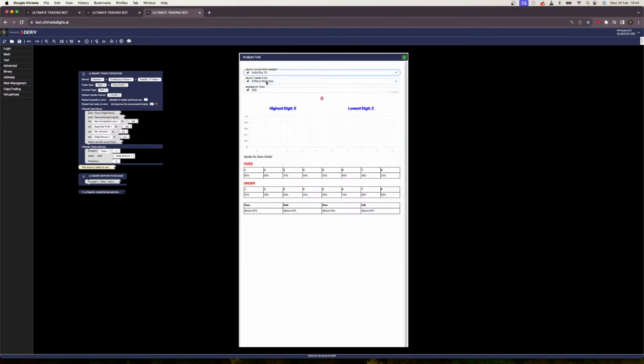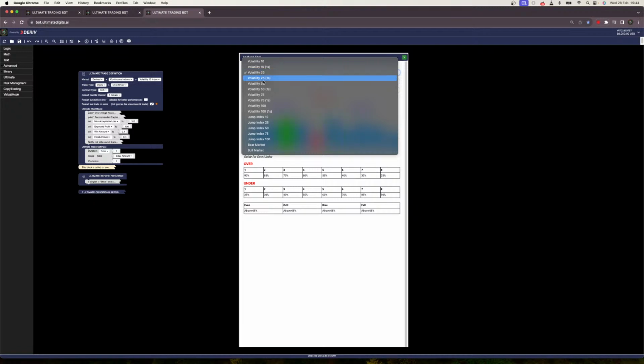So on volatility 25 index, digit 2 is at 11%. That means it's not the best time to run digit 2 because at the moment it's frequent in the market.